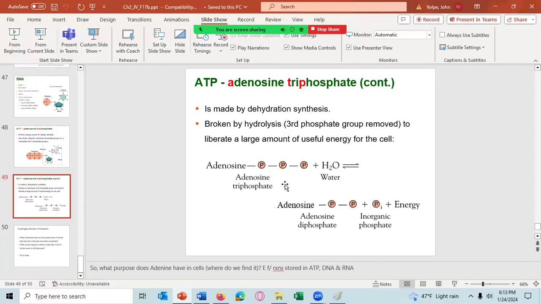On the other hand, ATP can be broken down, usually for the purpose of releasing the energy in the high energy third phosphate group.